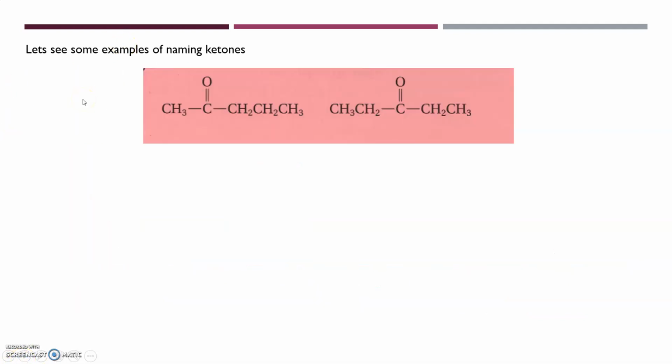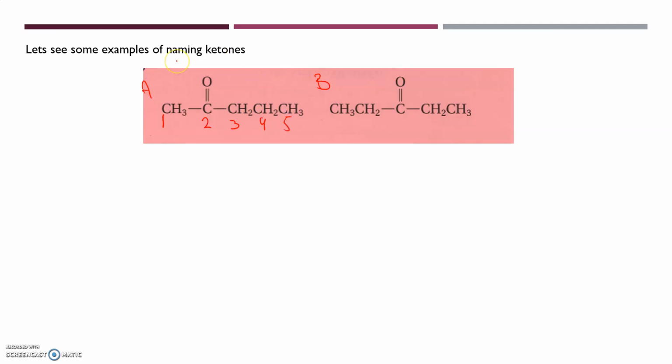Okay, let's try naming these two compounds. So first we have to pick a side closest to the functional group. So let's call this A and this is B. If we started from here, it's 1, 2, 3, 4. Okay, 4 is not the smallest number. If we started from the left, it's 1 and 2. So actually 2 is less than 4, smaller than 4. So it's 1, 2, 3, 4, and 5.